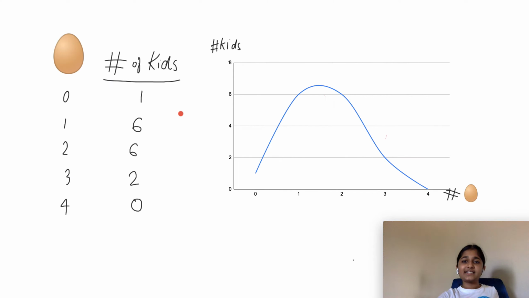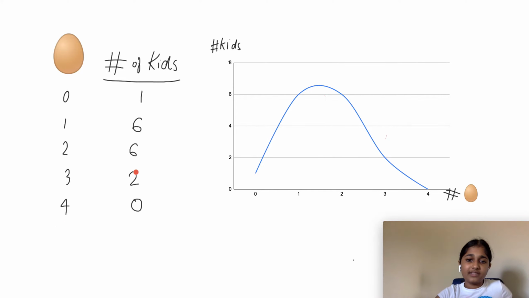Okay. So let's say I asked that same question to a bunch of kids. On this side, we have the number of eggs, and on this side, we have the number of kids. Also, we have this chart here. On this axis, we have the number of eggs, and on this axis, we have the number of kids. Let's look over this information. So one kid had 0 eggs, 6 kids had 1 egg, 6 kids had 2 eggs, 2 kids had 3 eggs, and 0 kids had 4 eggs.